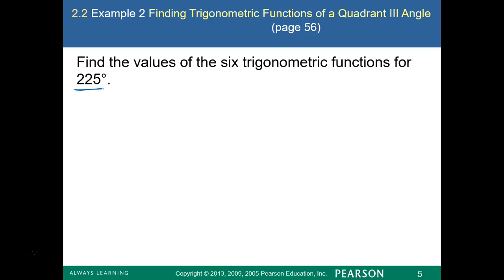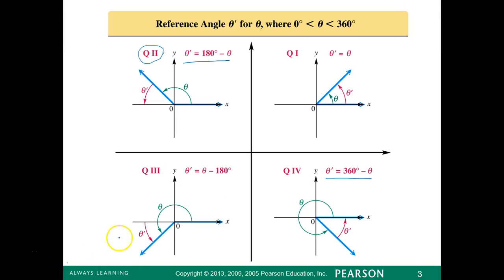So first things first, whenever we are finding the values of our 6 trigonometric functions for an angle that is not acute, find the reference angle first of the angle that you are given. Okay, and remember, I'm going to write down what quadrant this is in. So 225, well, let's go back to this right here. 225, that is somewhere between 180 degrees and 270 degrees. So that is in our third quadrant.